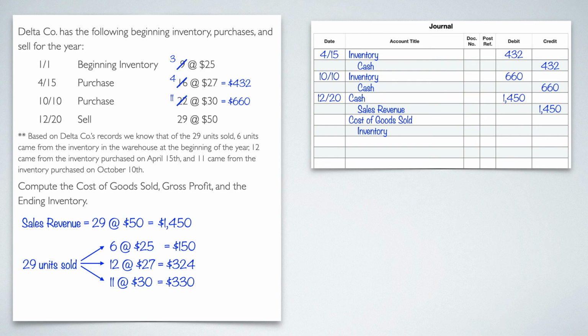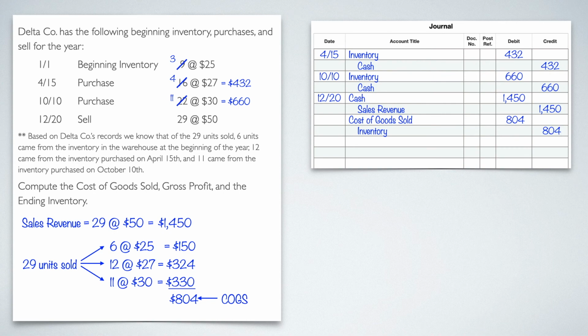I can add up those three numbers at the bottom, the 150, the 324, and the 330, and that is going to give me a total of 804, and that is my total COGS for this sale. That's what it cost me to sell those 29. So I can put that into the journal entry, COGS of 804 and inventory of 804. And now I can finish up the problem.